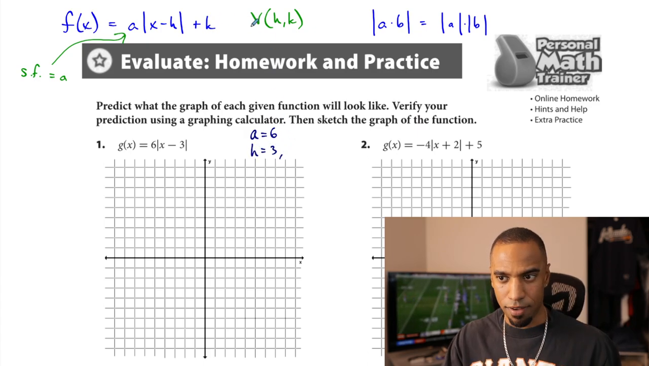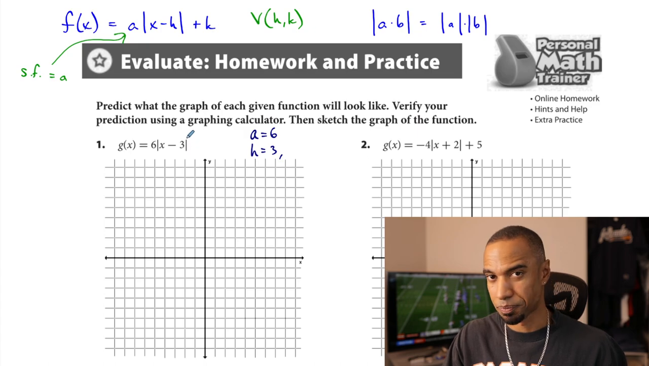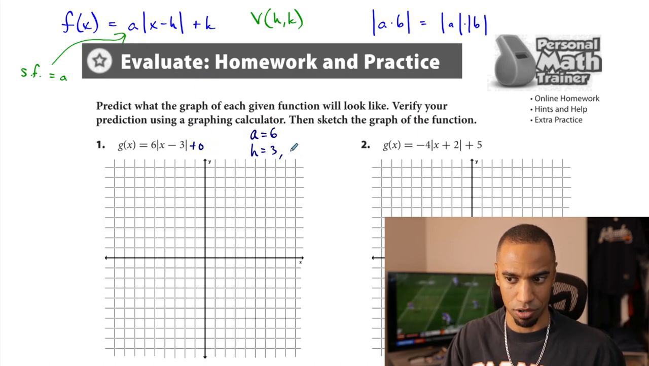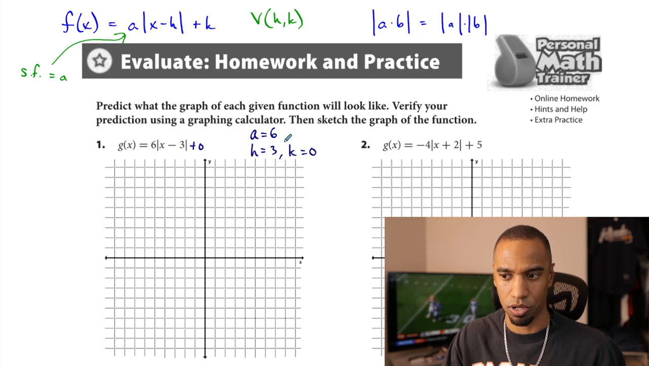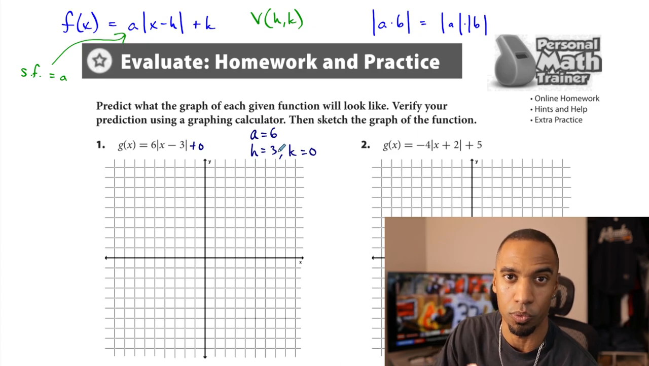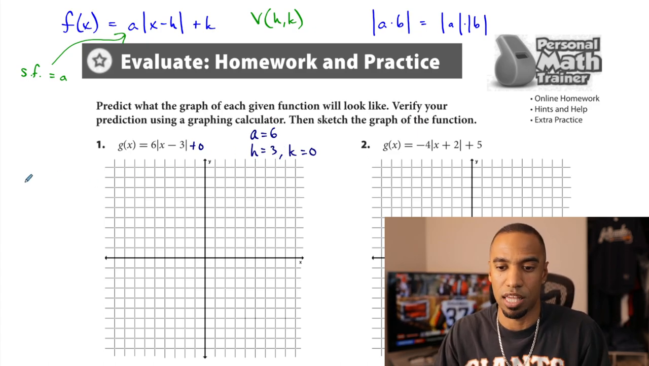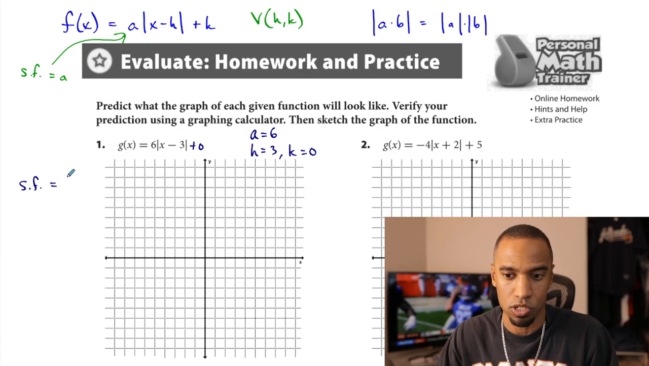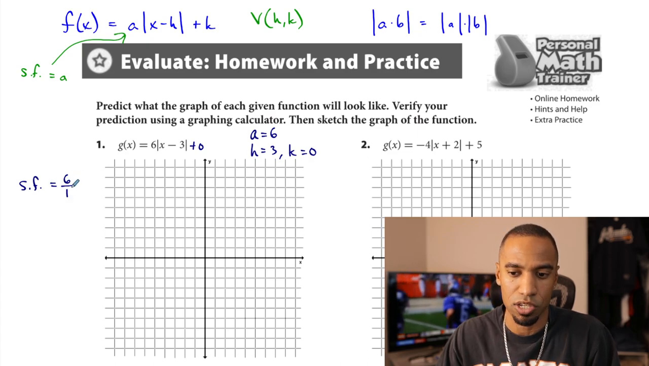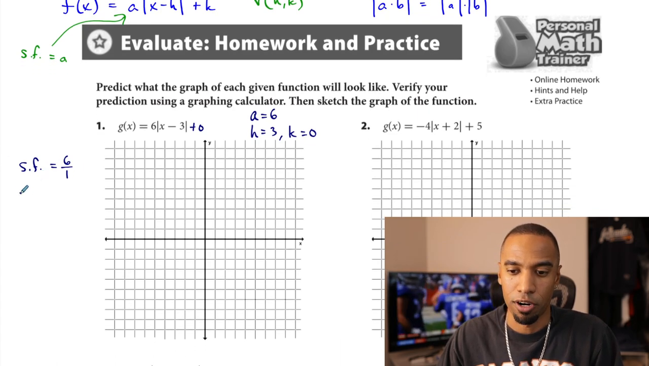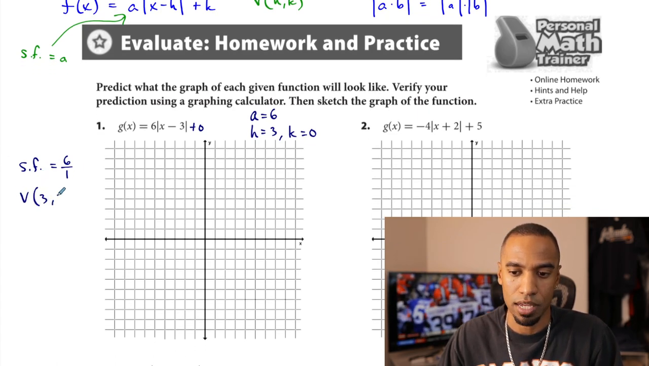And then the k value, I don't see a number there, but that means it's plus 0. So if plus k is plus 0, then k equals 0. So we have all of the numbers that can help us pull apart what we're going to do in this graph. The stretch factor, or the slope if you will, is 6, or better yet, 6 over 1: rise 6, run 1. And the vertex occurs at the point (3, 0).